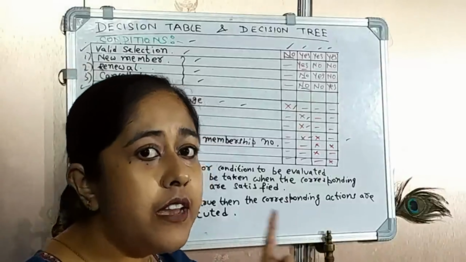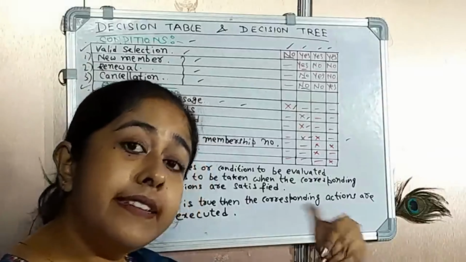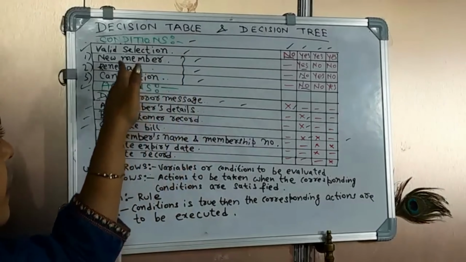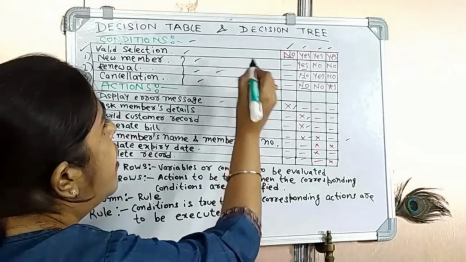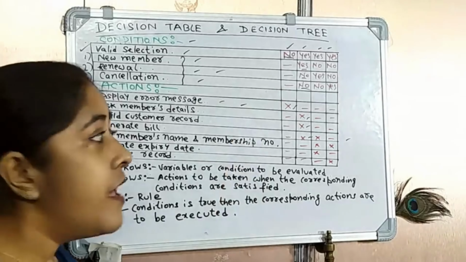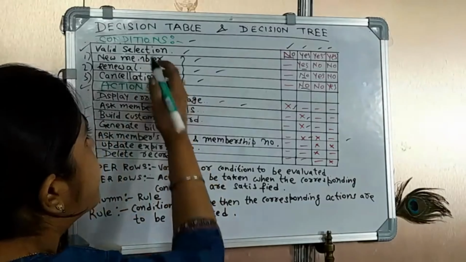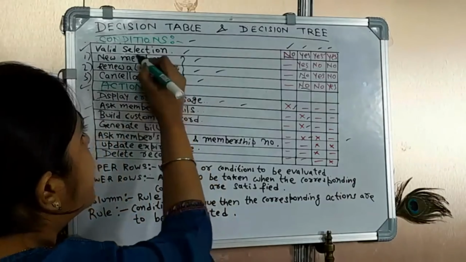Then this is for valid selection and new member. Now for the next step, if I am selecting a valid number, that is from 1 to 3, I am selecting the renewal option. Valid selection: since I have selected from these 3, it is a valid selection. Renewal is yes, because I am going for option number 2, renewal of my library card or my membership.